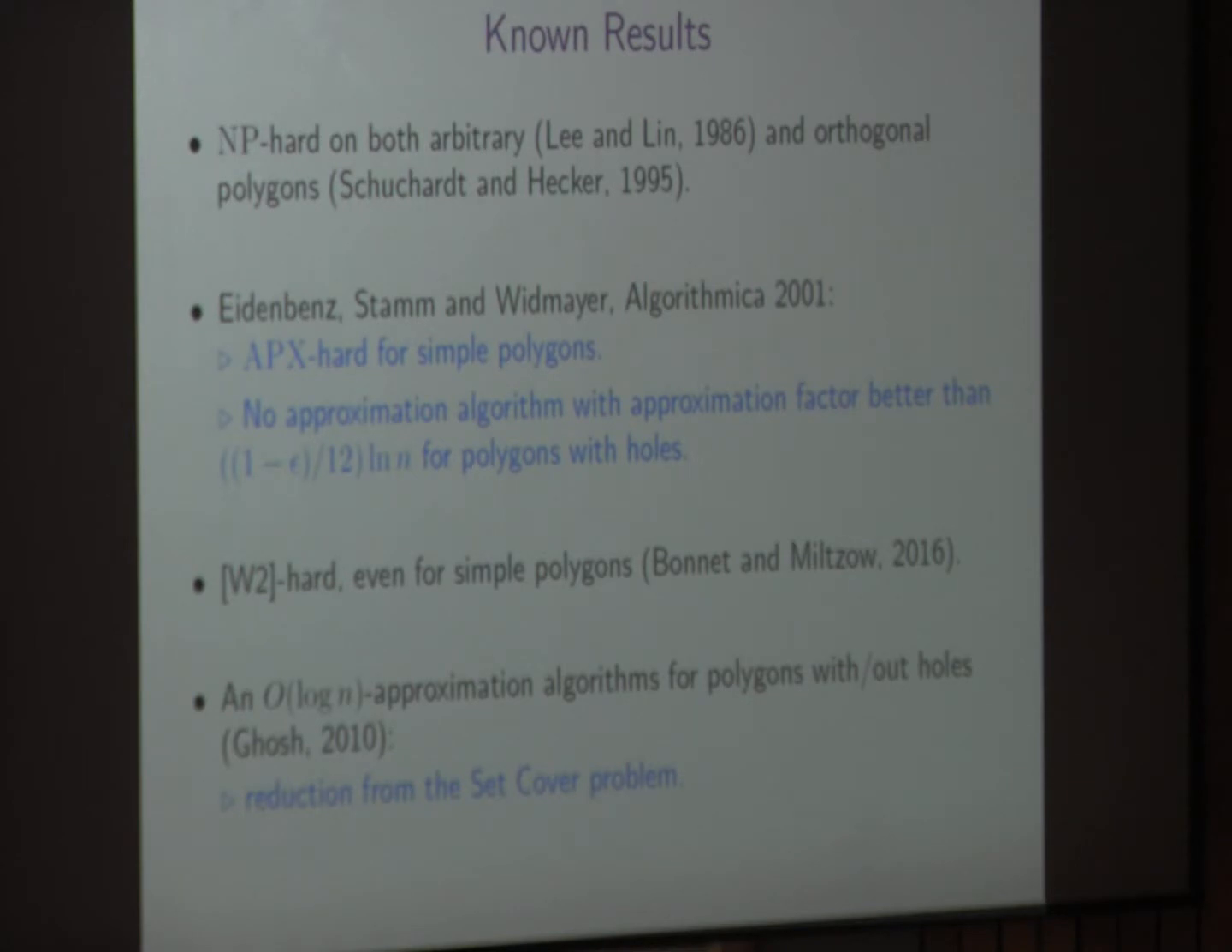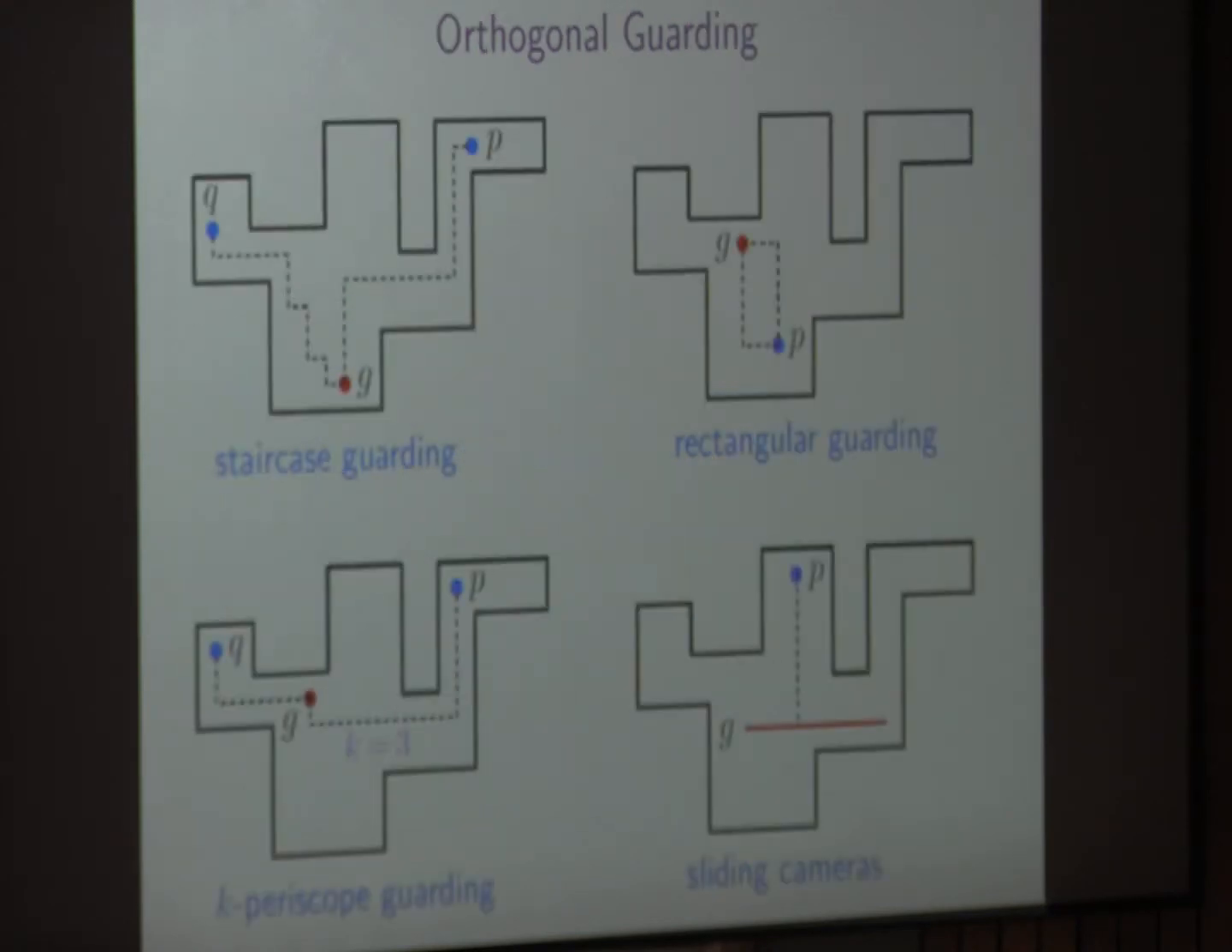And there is a simple log n approximation algorithm for the problem as well. Because of all these mostly negative results for the original problem, there has been a lot of work on restricted versions of this problem, in particular orthogonal guarding, where not only is my input polygon orthogonal, I'm also going to define my guards to be orthogonal, or to see orthogonally in some way.